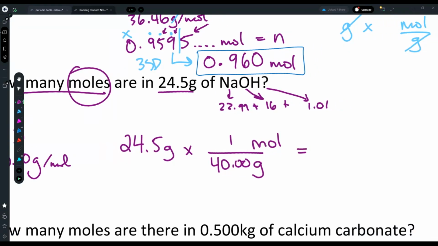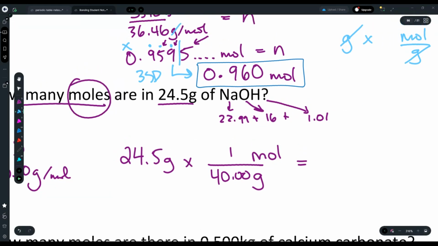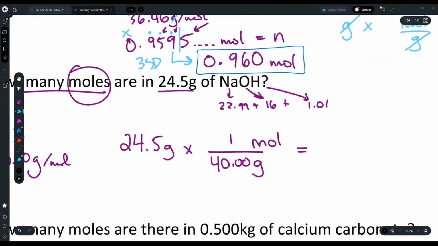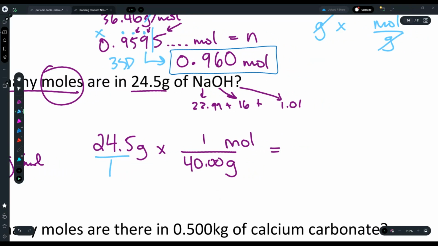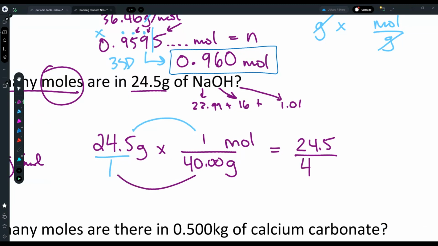So what we're doing here, even though it looks a little bit different than the previous question, we are doing the same thing mathematically. I'll just break this down a little bit. For multiplying fractions, I would recommend turning your first number into a fraction, but in a way that does not change the value of that number. So what you can do is divide by 1, because anything divided by 1 is still going to be the same number. All right, so 24.5 times 1, that's going to be 24.5. And then 1 times 40, well, that's going to be 40.